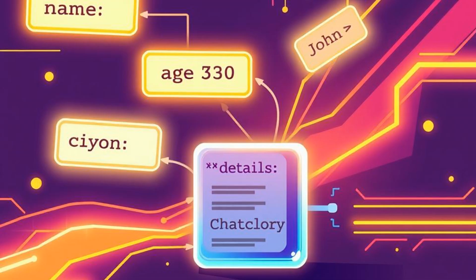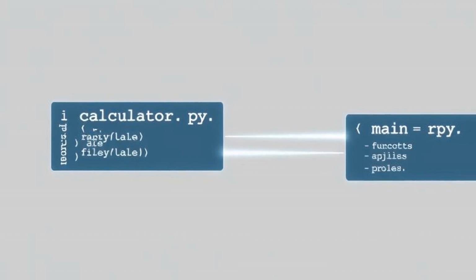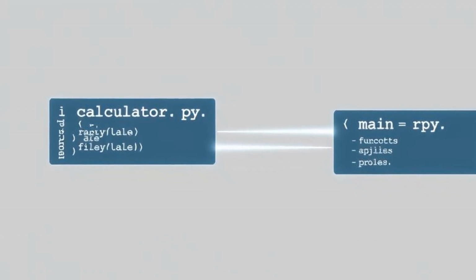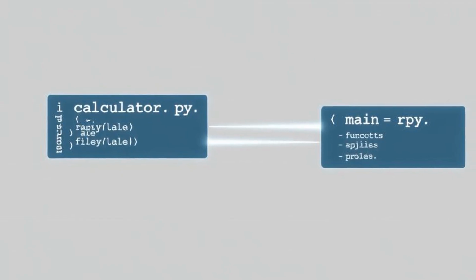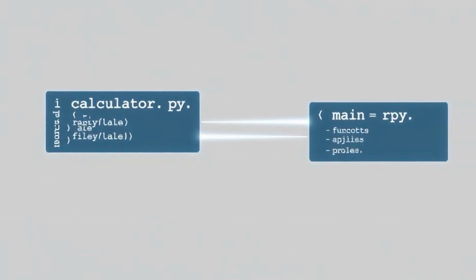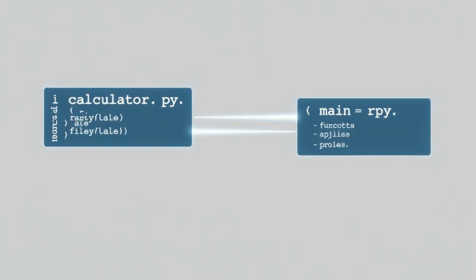While *args handles an arbitrary number of positional arguments, **kwargs, short for keyword arguments, allows a function to accept an arbitrary number of keyword arguments. The double ** before a parameter name collects all passed keyword arguments into a dictionary. This means you can pass arguments like name equals John, age equals 30, city equals New York, and **kwargs will gather them into a dictionary where keys are the argument names and values are their corresponding values.